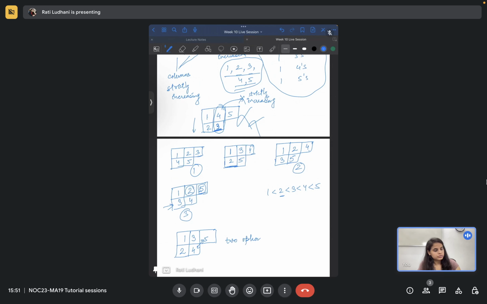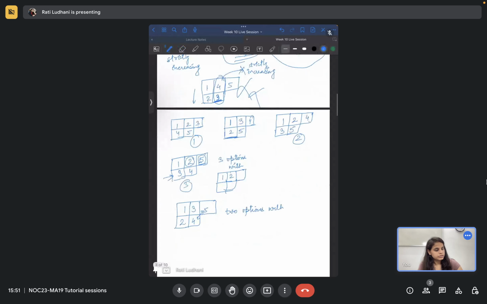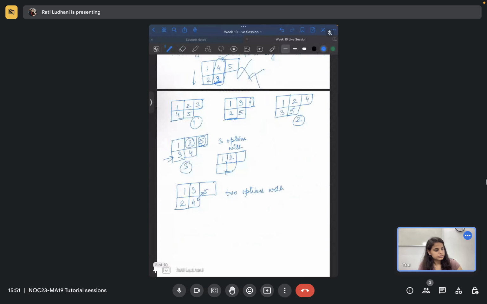So for example I'll write three options with this. Okay, now you have two options with this condition. You have 1 and 3. Okay, now let's see, because if 1 and 3 are there, then 2 has to be here. Now let's see the next one.